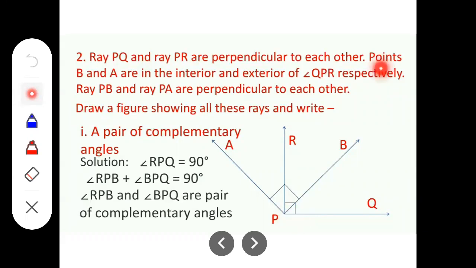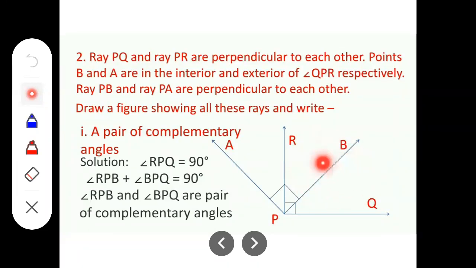Now we have to take points B and A in the interior and exterior of angle QPR respectively. Respectively means first point and first option. So B is an interior point, within the angle, inside the area of the angle. So the angle is this one. Our primary angle is this one, and the interior part of this angle is here. Okay, this is the complete interior part.